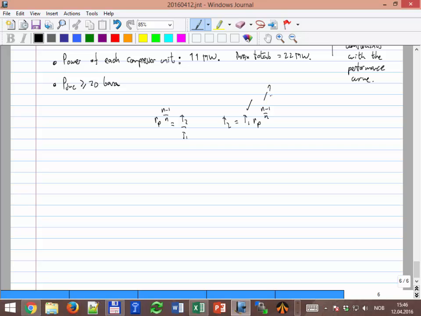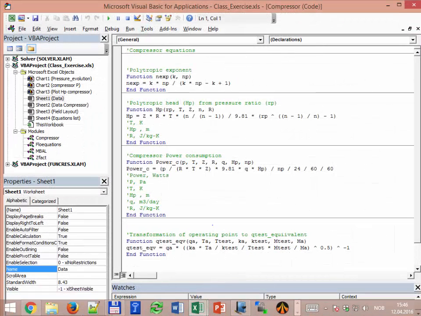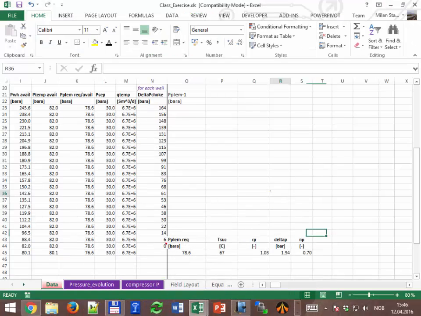How do we calculate n? I already gave an expression. I think I have programmed that already for you here. Here you have the polytropic exponent, so this is exactly what we want: the polytropic exponent based on the efficiency and on k. Do we have k? No. We have to calculate k.